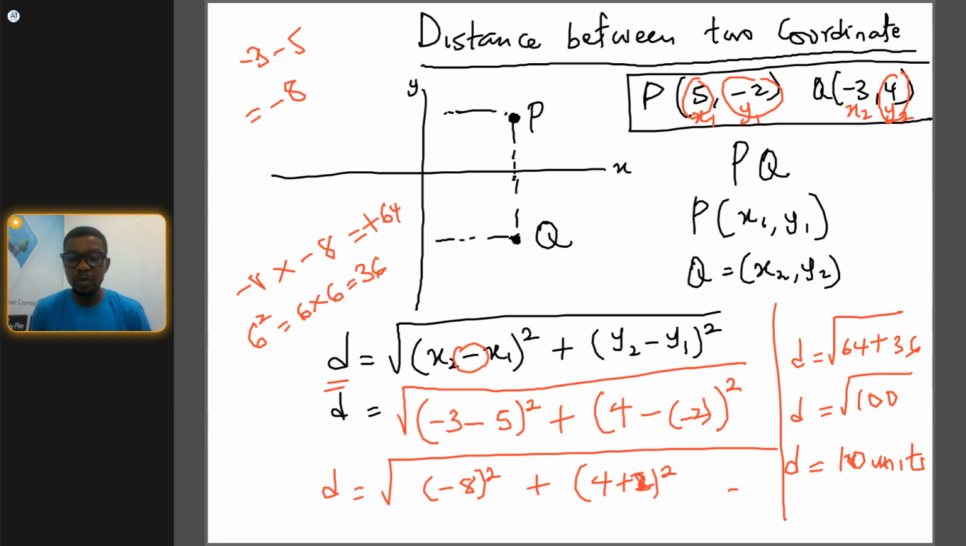D equals the square root of x2 minus x1, enclosed in a bracket, raised to power 2, plus, open another bracket, y2 minus y1, close the bracket, raised to power 2. So that formula will be used to calculate the distance between two given coordinates. Is that taken? Okay. So permit me to rub the board.